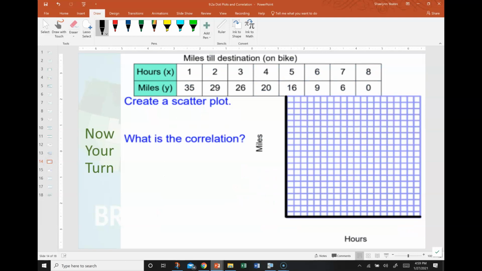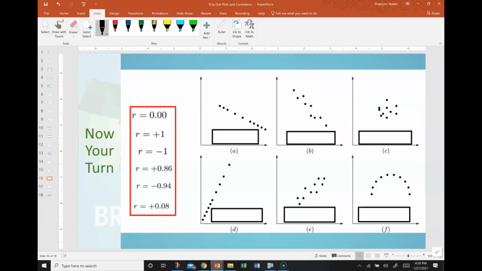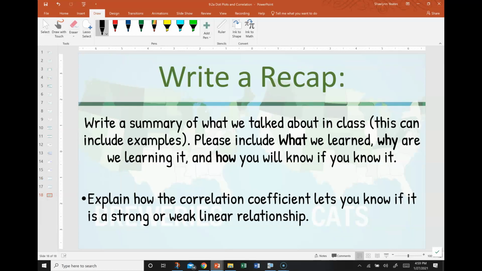Okay, I want you guys to go ahead and try. So you need to make a scatter plot. So you need to define your sides, create a scatter plot, and then say what the correlation is. Is it strong positive? Is it weak negative? What's going on? Okay, and once you do that, you're going to go ahead and match these correlations to the picture that is shown. Okay? And once you're done with that, go ahead and write your recap, and you are done for today.